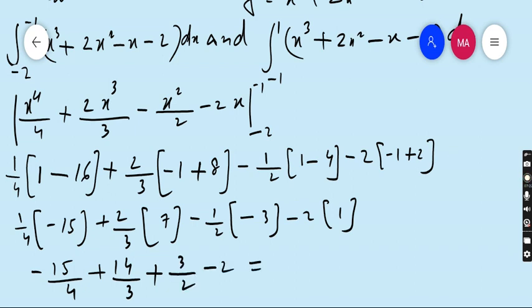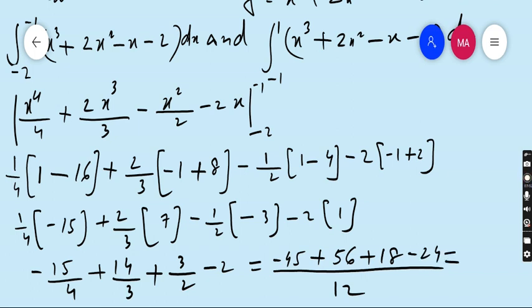Minus 2 is equal to, taking LCM, 12. So 4 3s are 12. 3 into minus 15 is minus 45. Plus 3 4s are 12, and 4 into 14 is 56. Plus 2 6s are 12, 6 3s are 18, and minus 2 12s are minus 24. It is equal to, take the help from the calculator.